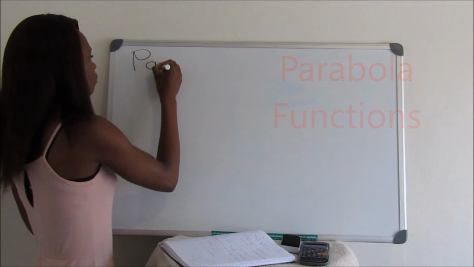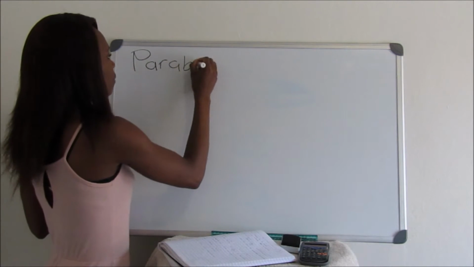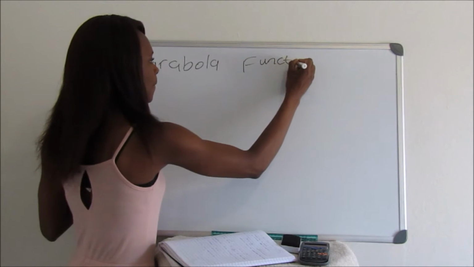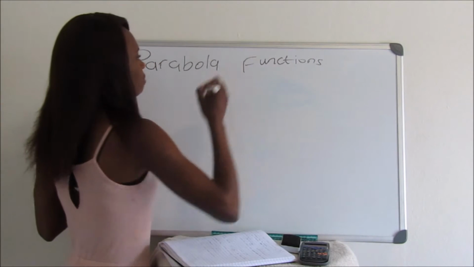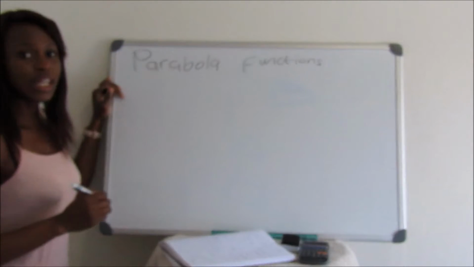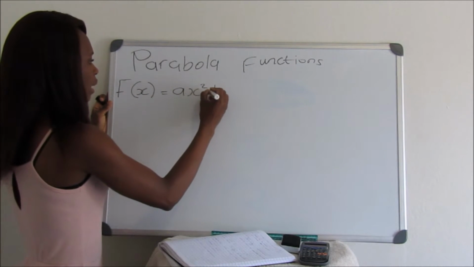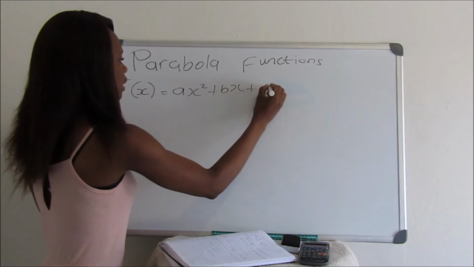Functions. Parabola functions. The function that we'll be dealing with today is in the standard form of f(x) equals ax squared plus bx plus c.